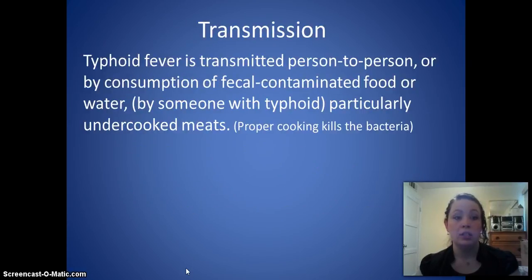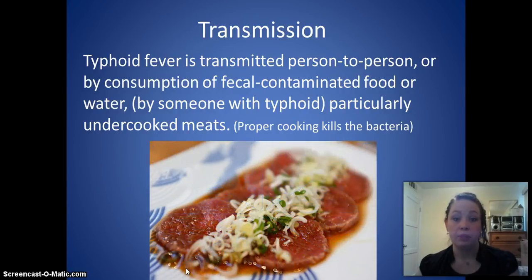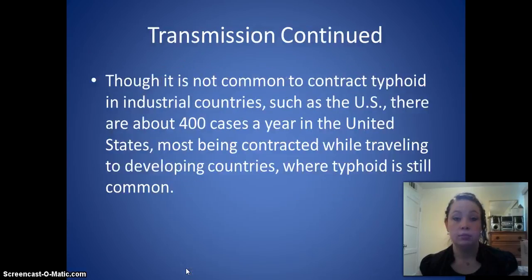Transmission. Typhoid fever is transmitted person to person, or by consumption of fecal contaminated food or water from someone with typhoid, particularly undercooked meats. Proper cooking does kill the bacteria. Though it is not common to contract typhoid in industrial countries such as the US, there are about 400 cases a year in the United States, most being contracted while traveling to developing countries, where typhoid is still common.